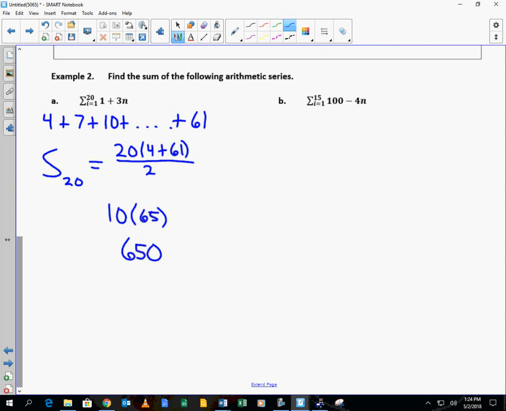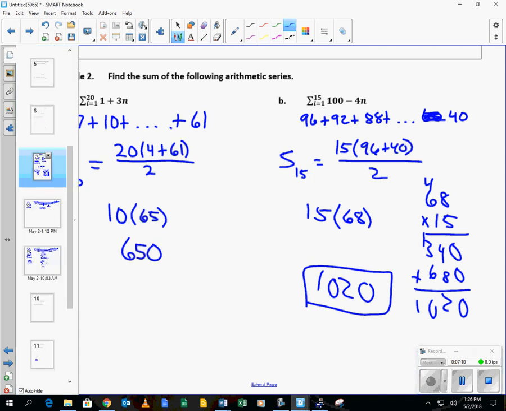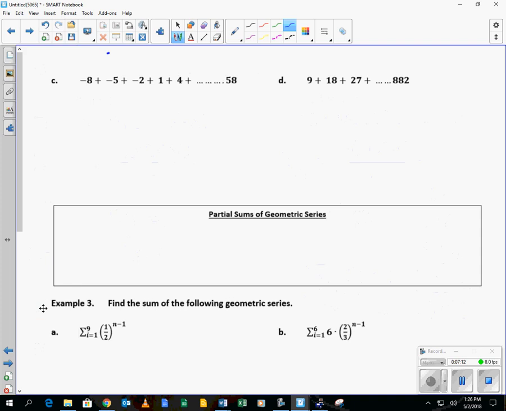Please do letter B on your own. Did you get 1020? Very good. Flip it over. What is different about letter C? They're not given a rule. So we have the sum, and we don't know the number of terms.